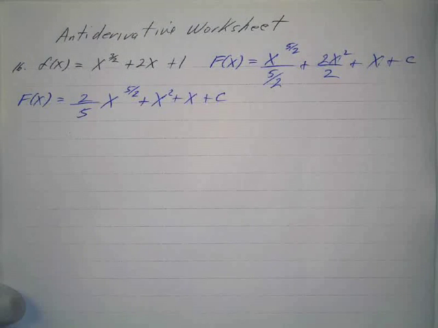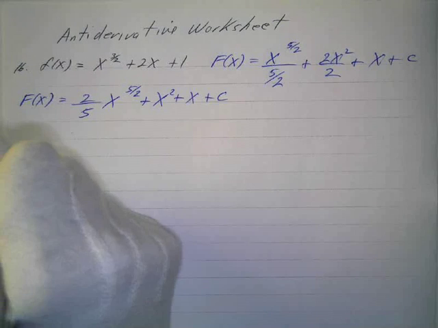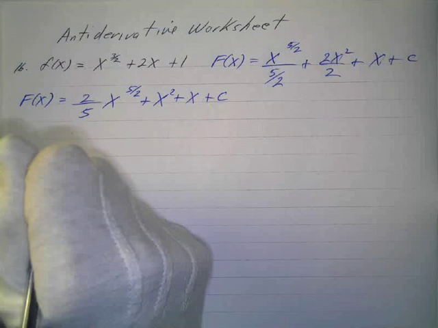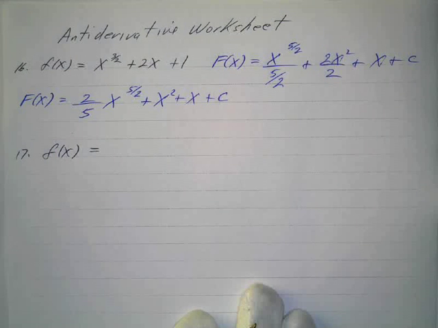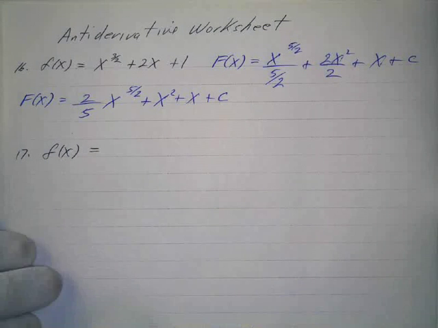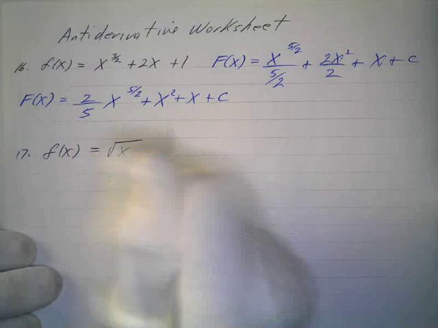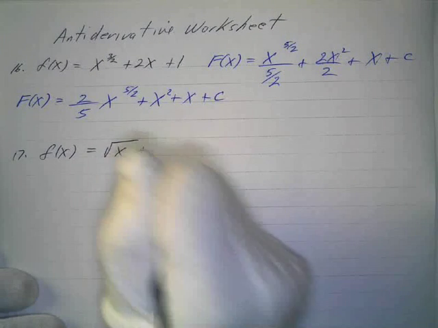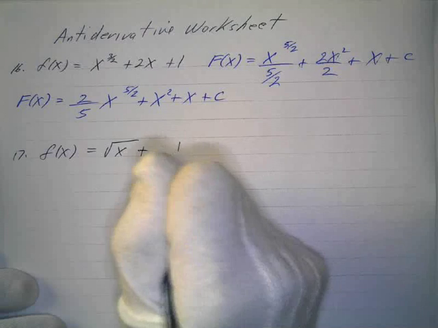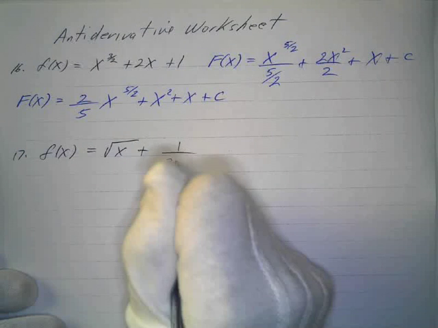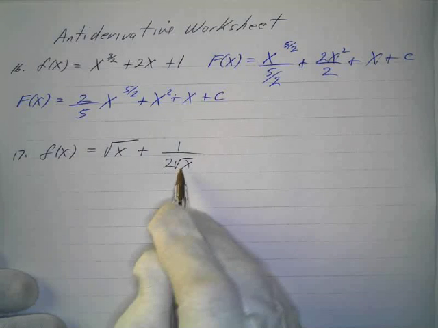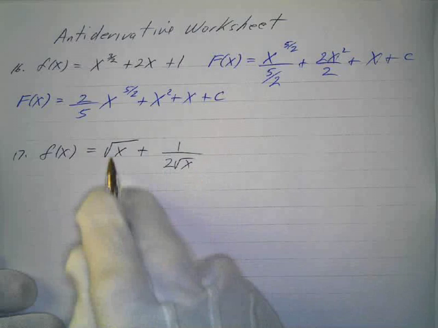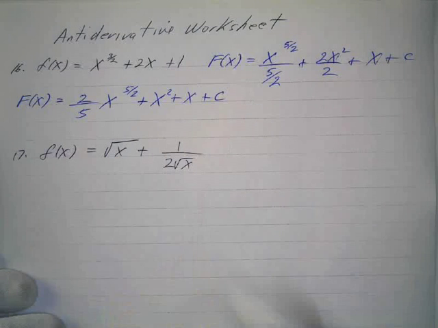And then number 17. F of x equals the square root of x plus 1 over 2 times the square root of x. Now this looks like the antiderivative of the square root of x. In other words, the derivative of the square root of x is 1 over 2 times the square root of x. So that's easy, but this one, I'm not too sure about.